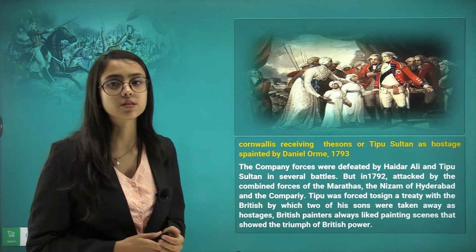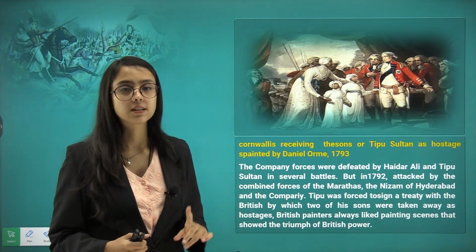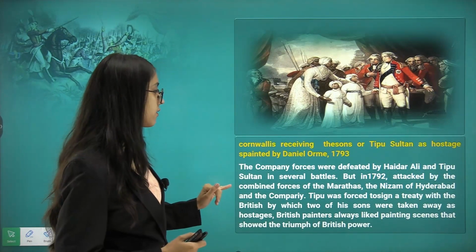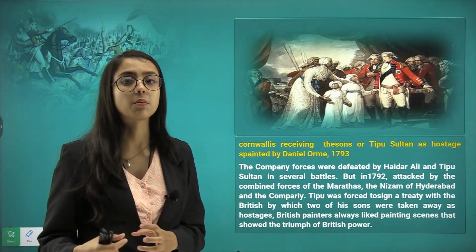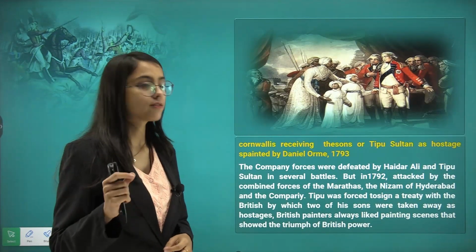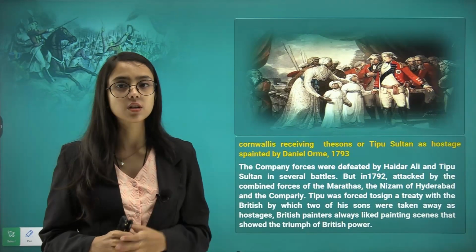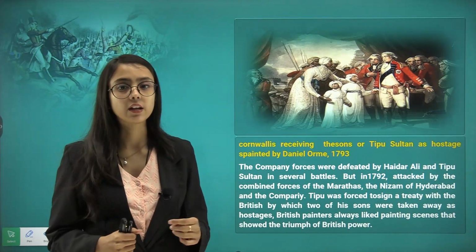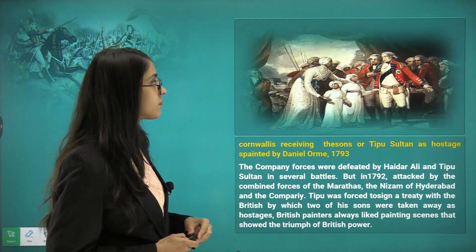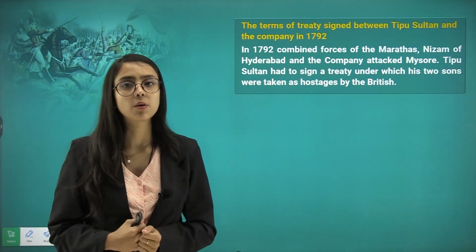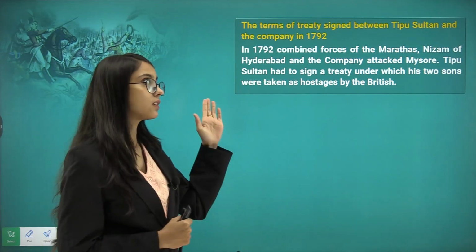Here you can see a picture where Lord Cornwallis is receiving the sons of Tipu Sultan as hostages. The company forces were defeated by Hyder Ali and Tipu Sultan in several battles. But in 1792, they were attacked by the combined forces of the Marathas and the Nizam of Hyderabad as well. Tipu was forced to sign a treaty with the Britishers by which two sons of Tipu Sultan were taken away as hostages, and the British painters have painted that scene. So let's talk about the terms of the treaty that was signed between Tipu Sultan and the East India Company in 1792.